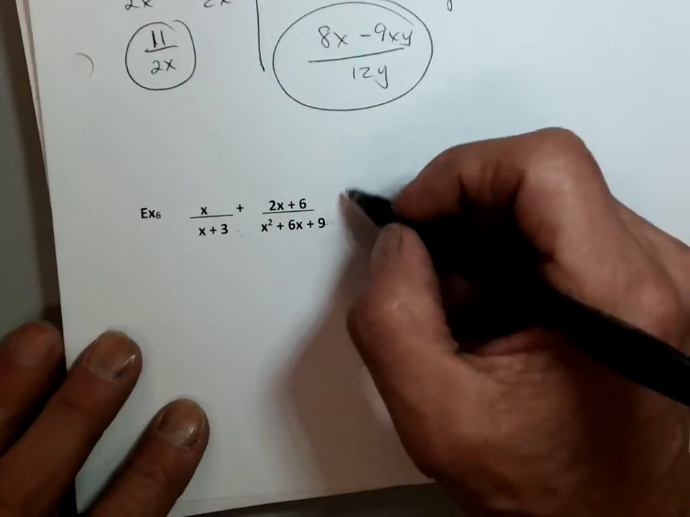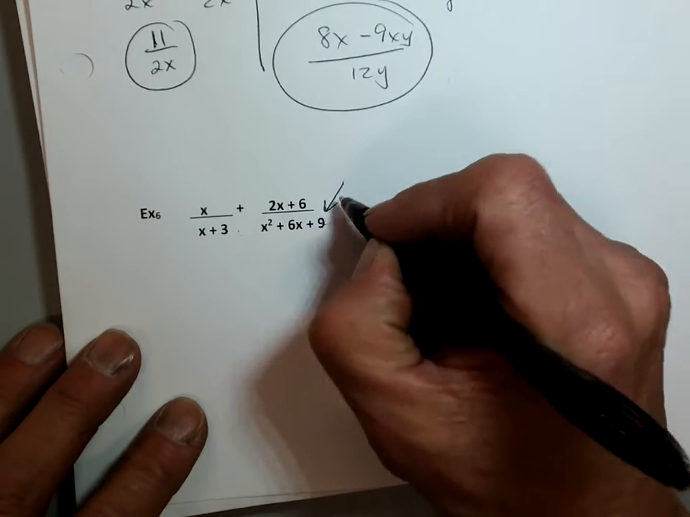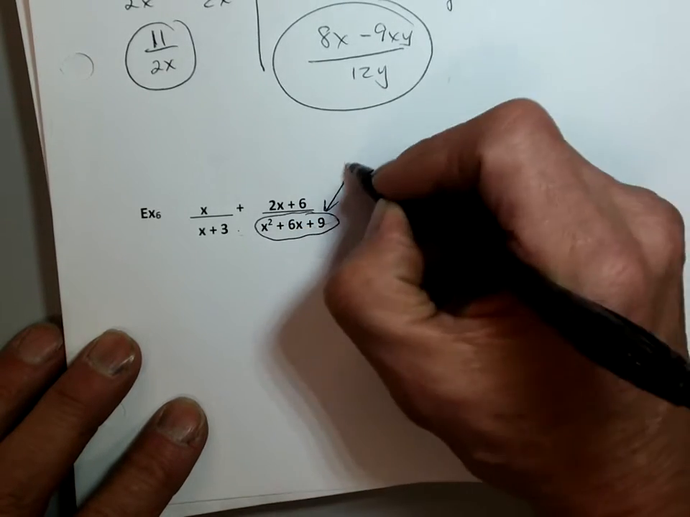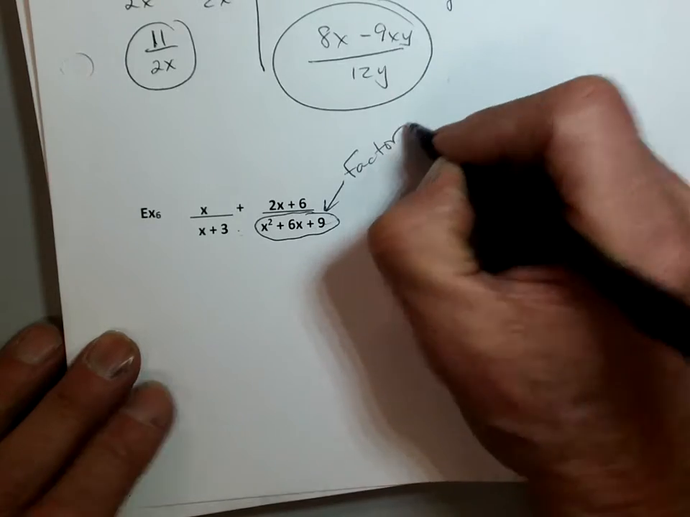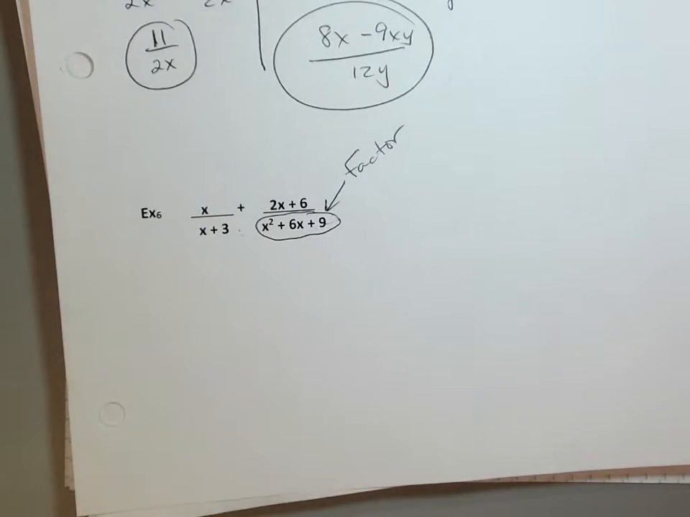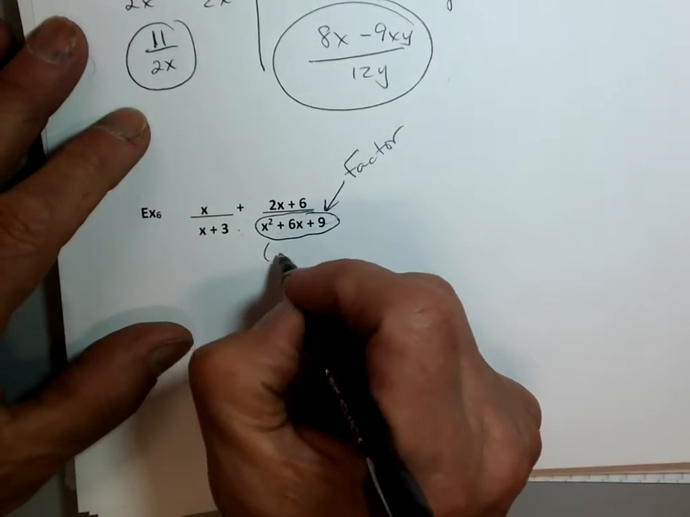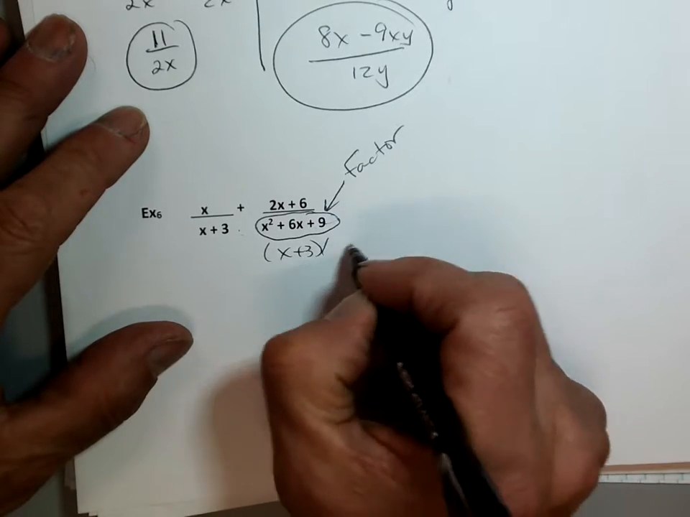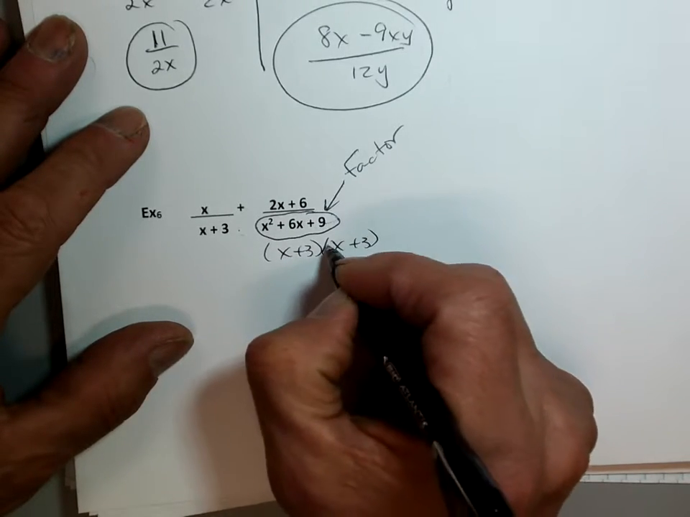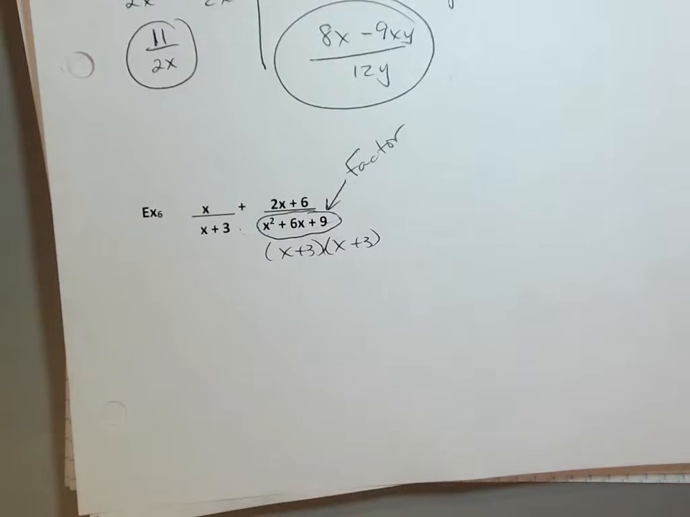Now example 6. Okay, and then we'll shift to your journal. But example 6 is a little bit bigger. So what I want to do is make a common denominator. But before I make a common denominator, I'm going to factor the denominator. I'm going to factor this into an x plus 3 times another x plus 3. Okay, multiples of 9 that add up to 6.